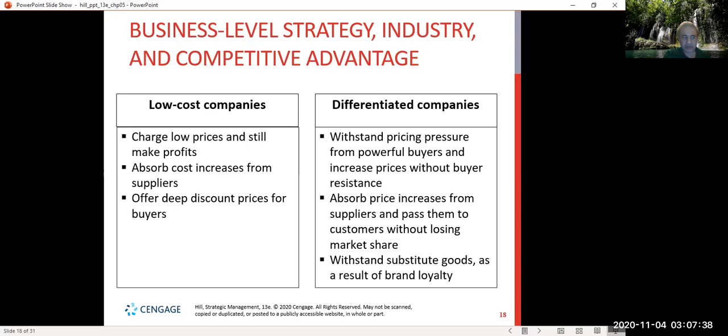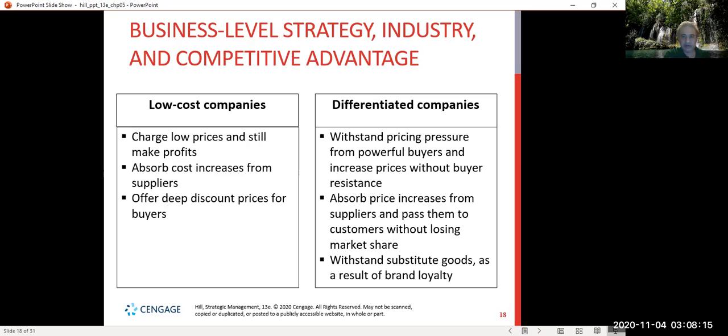Low cost can help a company to absorb cost increases that may be passed on downstream by powerful suppliers. Low cost can also enable the company to respond to demands for deep price discounts from powerful buyers and still make money. And the low cost company is often best positioned to survive price rivalry in the industry as well. Indeed, a low cost company may deliberately initiate a price war in order to grow volume and drive its weaker rivals out of the industry.